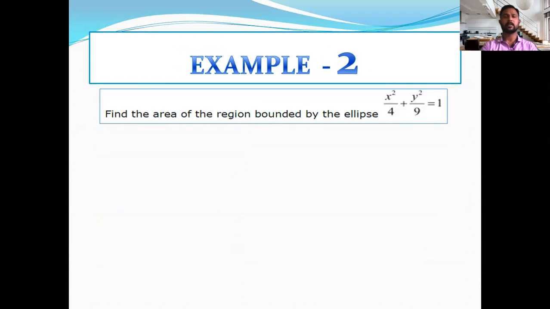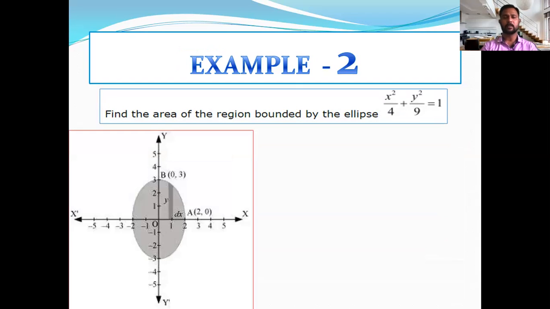Next example, let us see. Find the area of the region bounded by the ellipse x square by 4 plus y square by 9 is equal to 1. Let us draw the figure. Which type of ellipse? You can see x square by 4 plus y square by 9. Therefore, the major axis is along the y-axis. So the figure is like this. Here is the figure for that. Ellipse, extremities: minor 0 to 2, major 0 to 3.